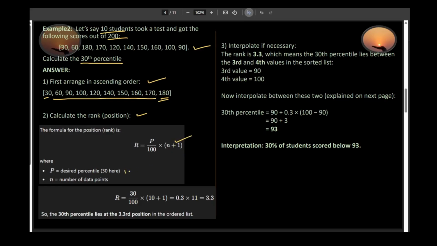Your P in this case is the percentile that you want. In this case, my P is 30. That's what I want. And N is the number of data points. How many points do you have? Well, in this case, I have 10 data points. Then you calculate your rank.